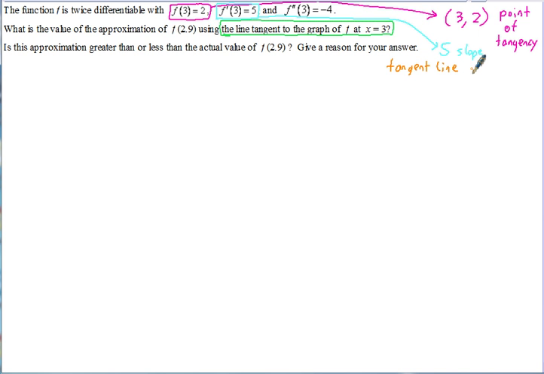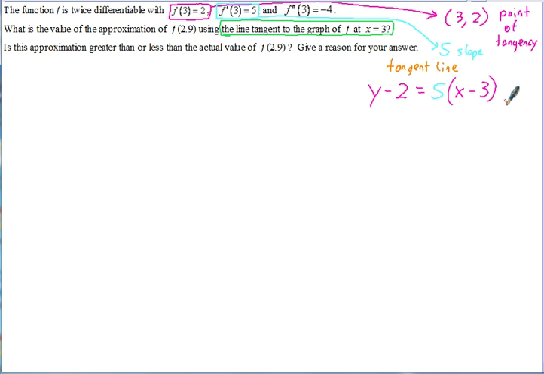Okay. So the equation of the tangent line would be y minus the y-coordinate 2 equals the slope 5 times x minus the x-coordinate 3. So that's in point-slope form.